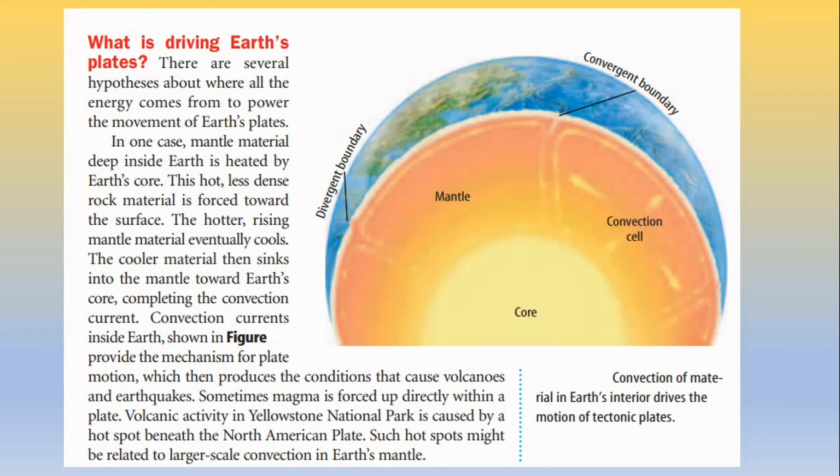Convection currents inside Earth, shown in the illustration, provide the mechanism for plate motion, which then produces the conditions that cause volcanoes and earthquakes. Sometimes magma is forced up directly within a plate. Volcanic activity in Yellowstone National Park is caused by a hot spot beneath the North American plate. Such hot spots might be related to larger scale convection in Earth's mantle.